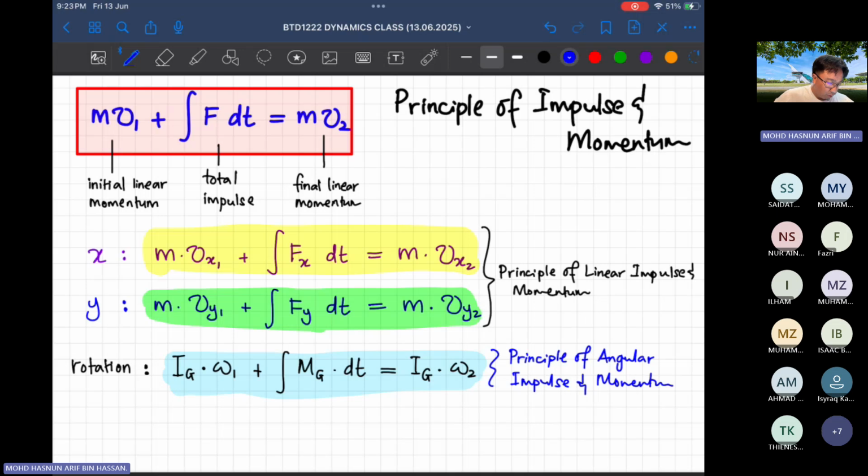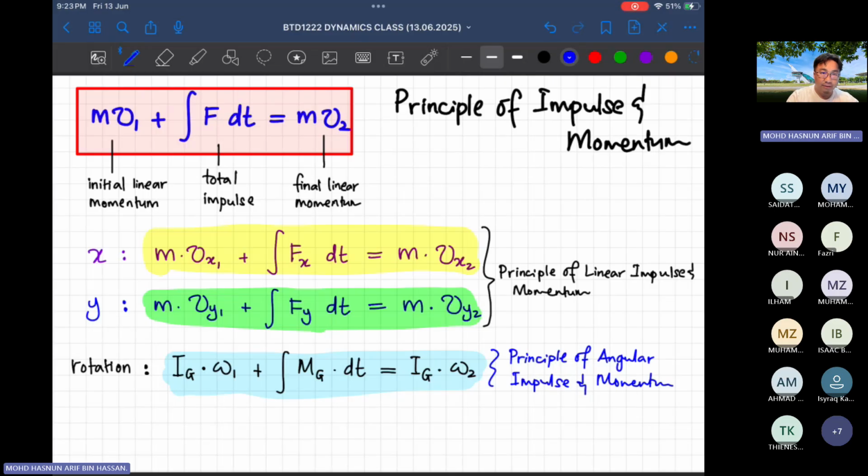m vx1 plus total impulse in the x-axis equals m vx2. And we have m vy1 plus impulse in the y-axis equals m vy2. And then Ig omega 1 plus the integration of Mg dt is equal to Ig omega 2.